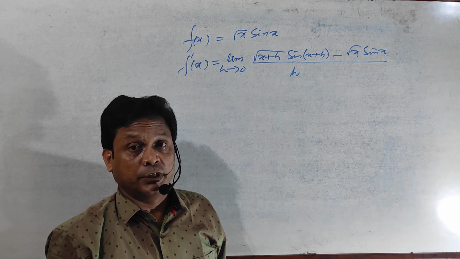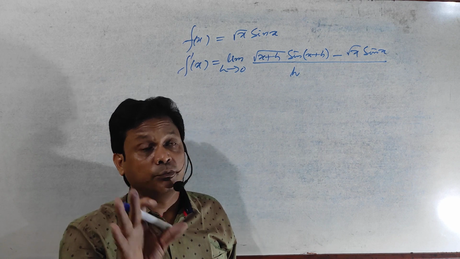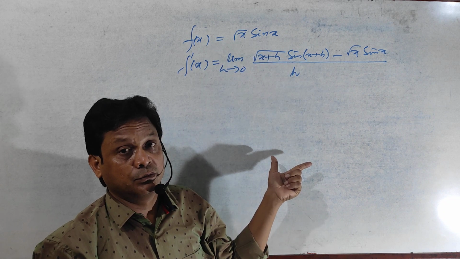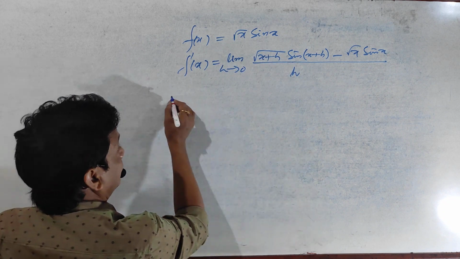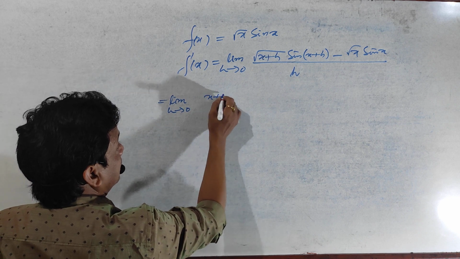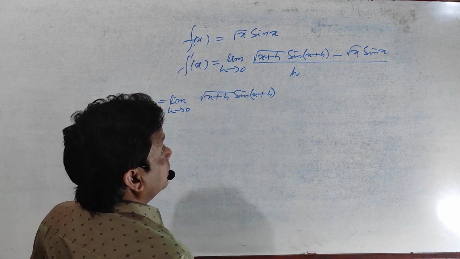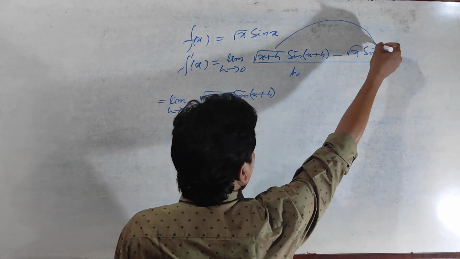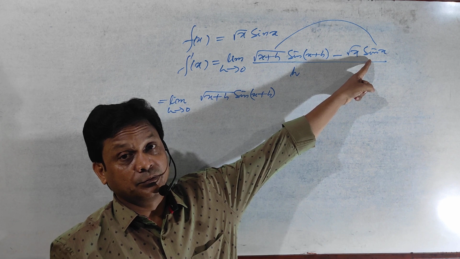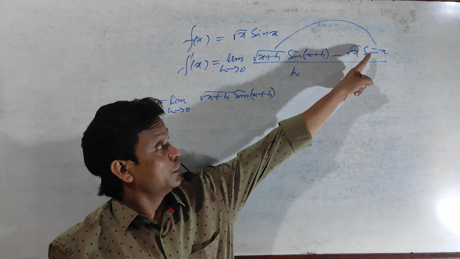I am going to give you a universal process. Any problem which is in this form, algebraic into trigonometry, you can do like this, which I am going to tell you. Limit h tends to 0, root of x plus h into sin x plus h. Algebraic into trigonometry. Clear? Take the algebraic part from the first and the trigonometric part from the second.